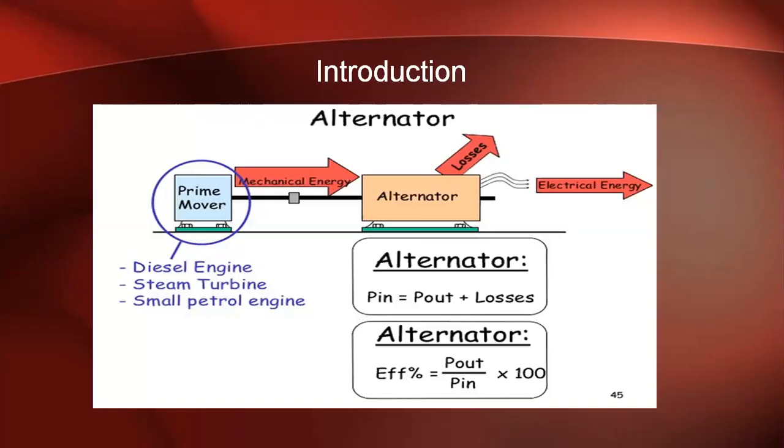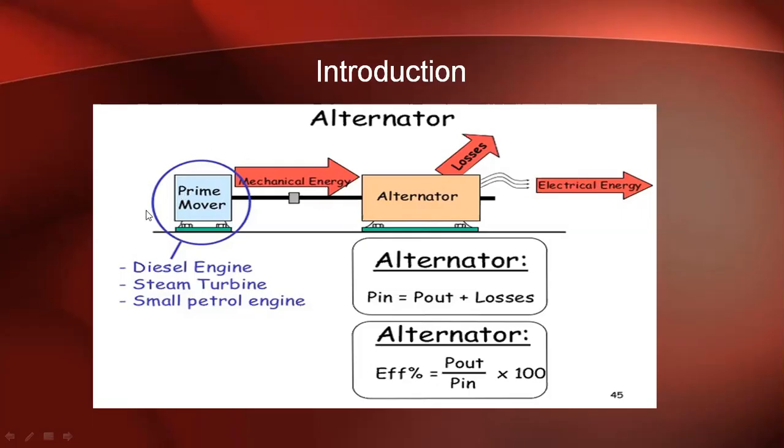Coming to the introduction of an alternator, I have already told you that any generator has input energy, which we are giving, called mechanical energy. A generator converts mechanical energy to electrical energy. In this diagram, you can see there is a prime mover. This prime mover is giving mechanical energy to the alternator. Hence, the mechanical energy is converted to electrical energy, as shown in the diagram, along with losses. Now you can understand that an alternator is a machine which converts mechanical energy to electrical energy.